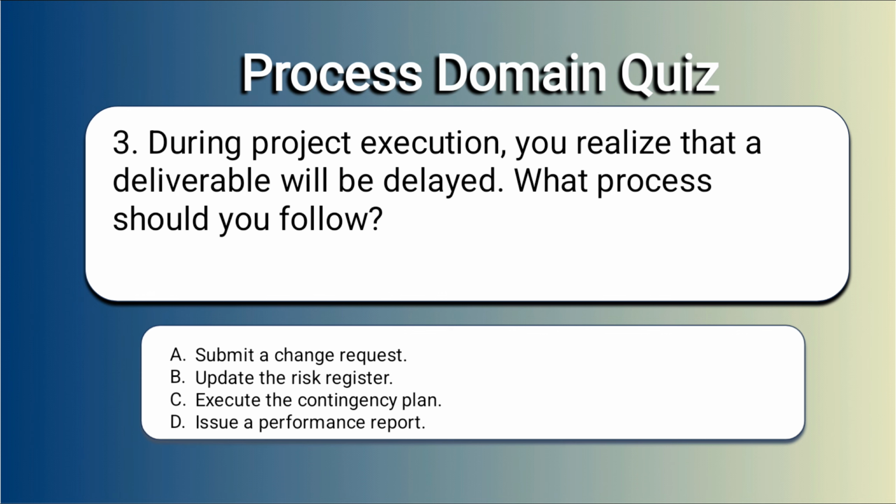Three. During project execution, you realize that a deliverable will be delayed. What process should you follow? A. Submit a change request. B. Update the risk register. C. Execute the contingency plan. D. Issue a performance report.